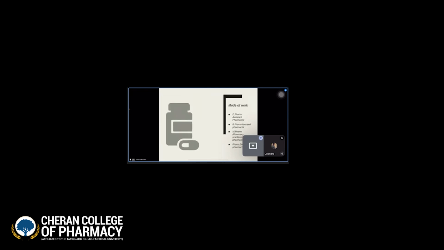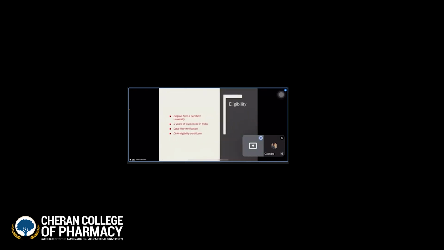Or once he or she should have done PharmD, then they can practice as a clinical pharmacist. This is the rule and amendment in UAE, not only in Dubai, all over the United Arab Emirates.